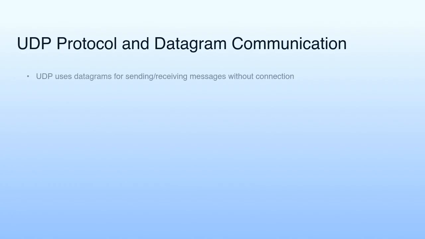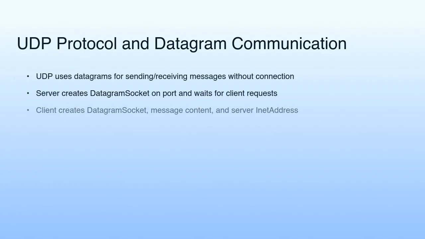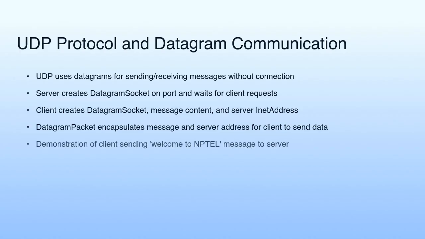Moving on to the UDP protocol, we explore datagram communication where messages are sent and received without establishing a connection. The server creates a datagram socket on a port and waits for client requests, while the client creates a datagram socket, message content, and the server's InetAddress. The datagram packet encapsulates the message and server address for the client to send data, as demonstrated by sending the message, "Welcome to NPTEL," from the client to the server.